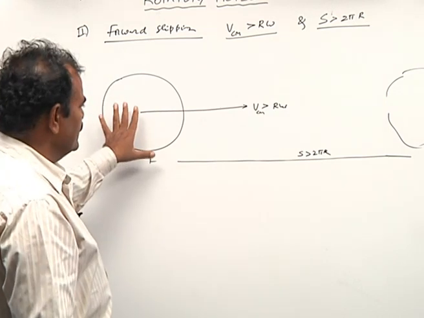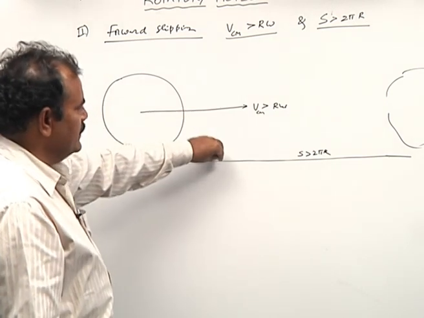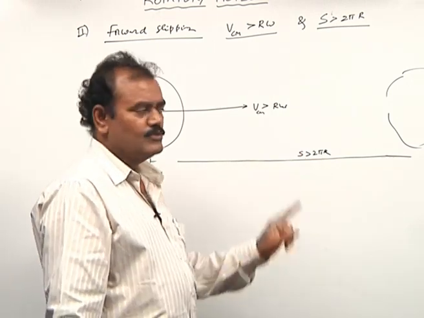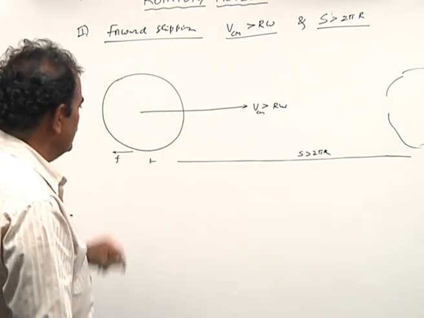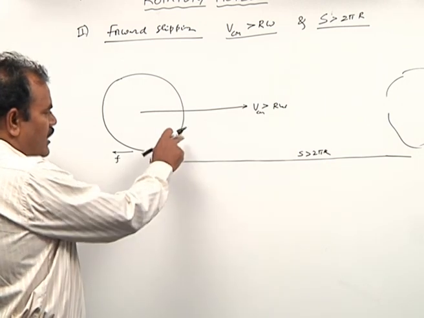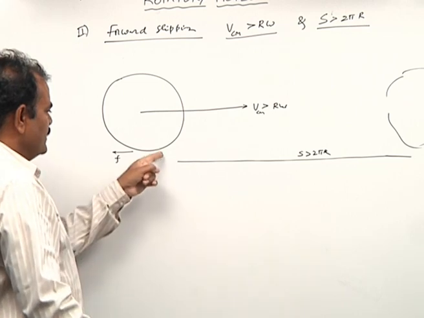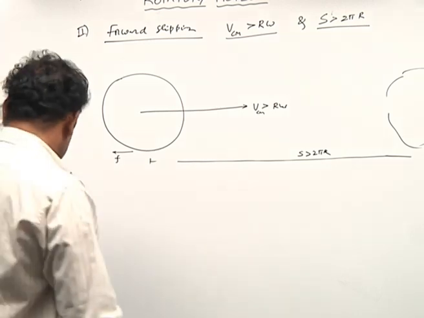Here the brakes are applied, but it has that tendency of slipping also, and because of that slipping, S is greater than 2 pi r. That is known as forward slipping, because here the contact points are rubbing the road in a forward direction like this. So friction will be opposite to it. So that is the second type over.